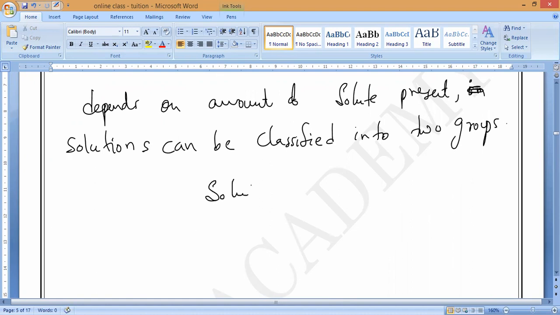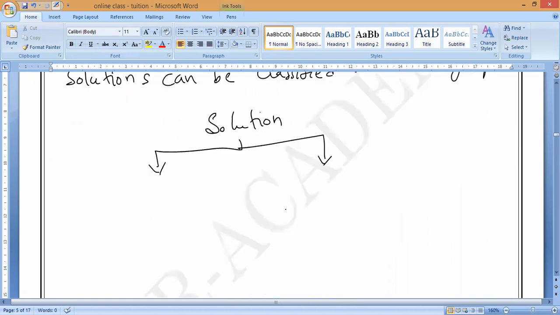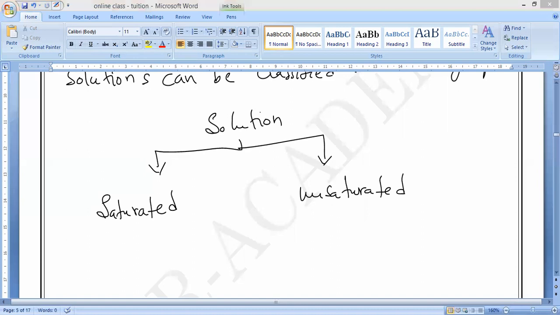Can you say what they are? So solutions are now two types. Saturated, and another one is unsaturated. Please write it: saturated and unsaturated. Now we will discuss one by one what saturated solutions and unsaturated solutions are in detail.